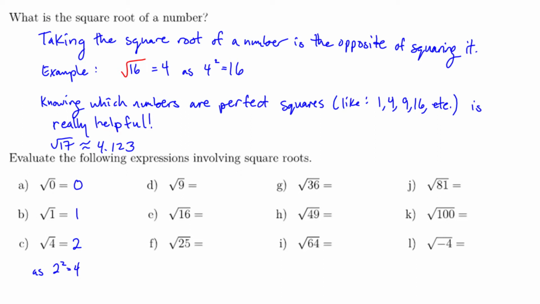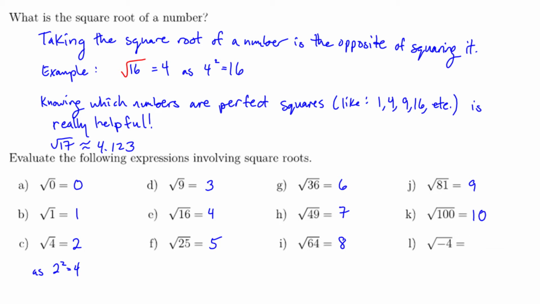Square root of 9 will be 3. The square root of 16, we've done that one already, will be 4. The square root of 25 will give us 5. The square root of 36 will be 6. The square root of 49 will be 7. The square root of 64 will be 8. The square root of 81 will just be 9. The square root of 100 will be 10. And now we have this last one.